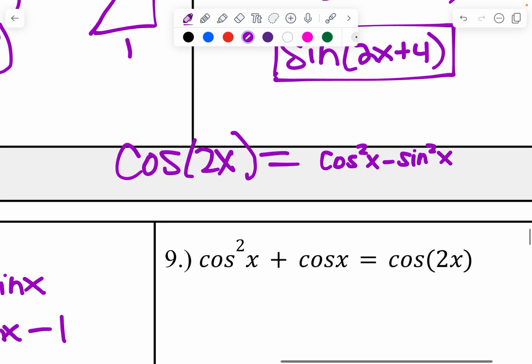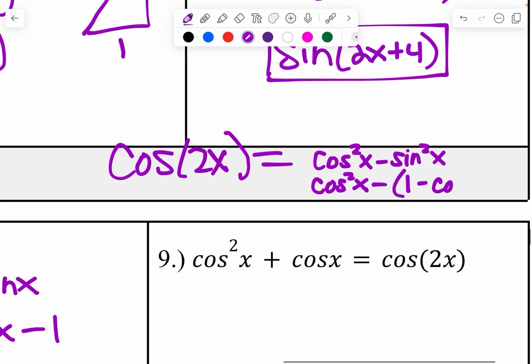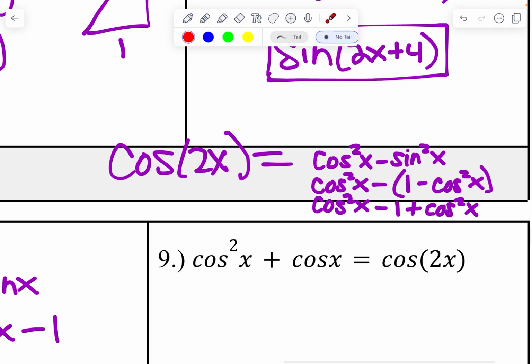So let's go ahead and replace the sine squared of x using the Pythagorean identity. That's 1 minus cosine squared of x. And so if we simplify, we have cosine squared x minus 1 plus cosine squared of x, because we just got to distribute the negative to this and to that. That's why this becomes a plus. So if we add these two together, we get 2 cosine squared x minus 1.